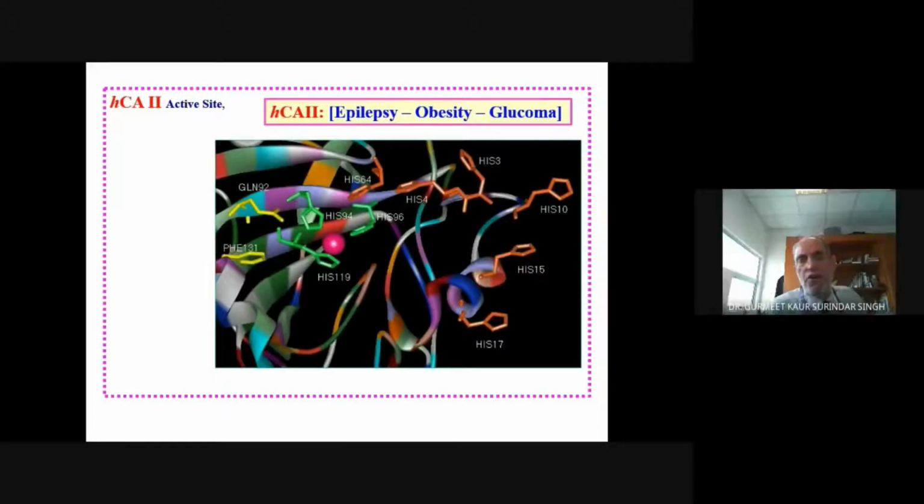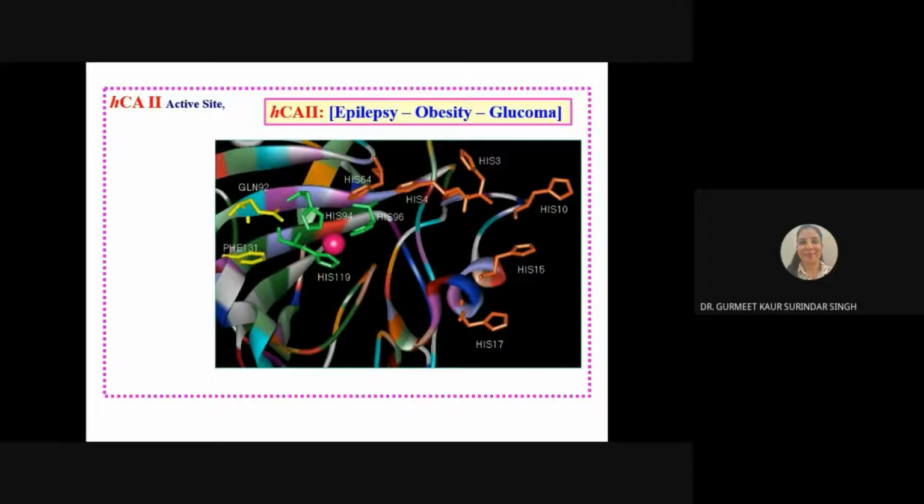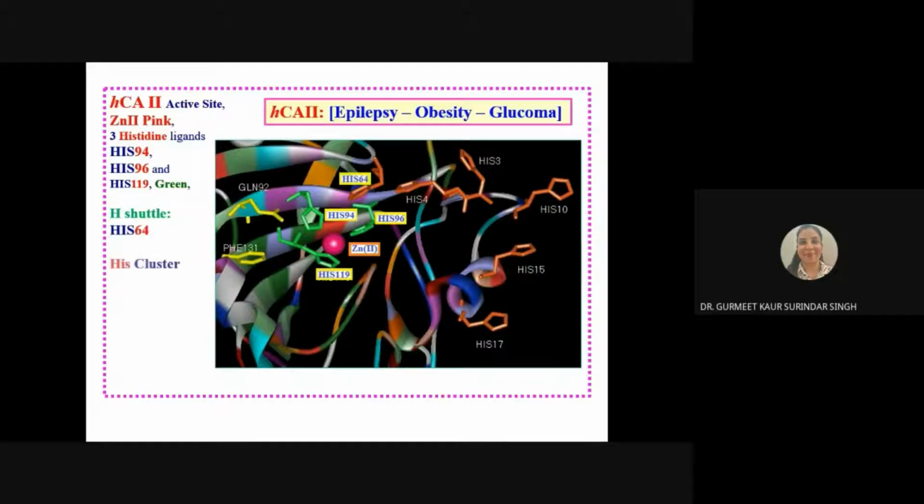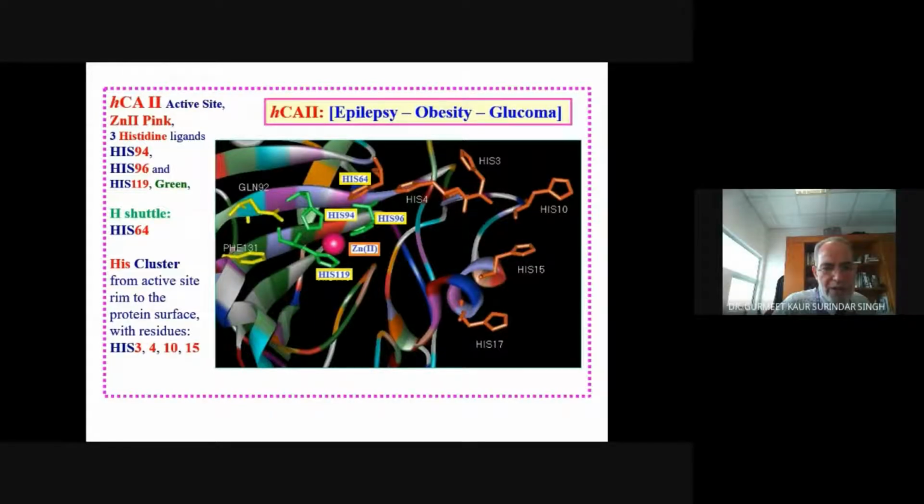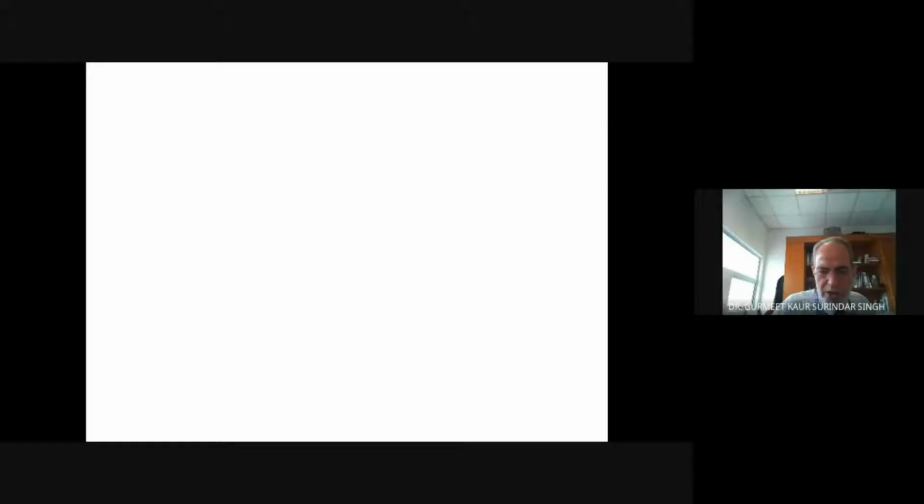And so this is the structure of the enzyme carbonic anhydrase 2, which is important in epilepsy, obesity, and glaucoma. We can find the 3 histidine residues around the zinc atom in the middle, colored green. These are histidine 94, 96, and 119. There is also histidine 64, somewhat away from the zinc atom. And there is another cluster, histidine 3, 4, 10, 15, 17, colored in orange.